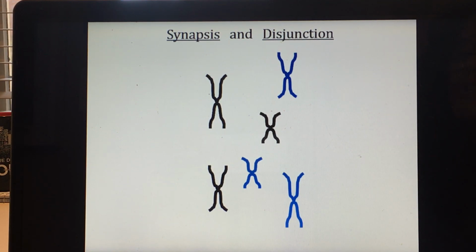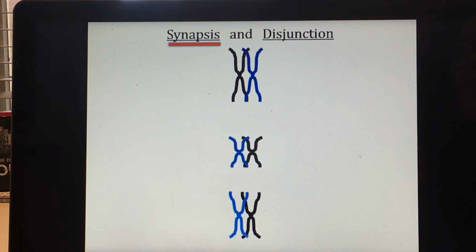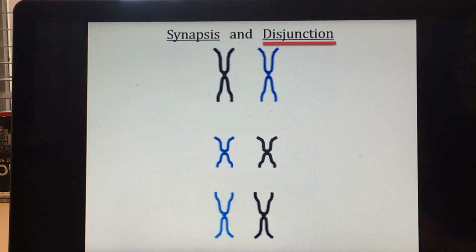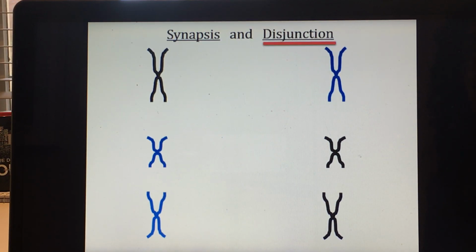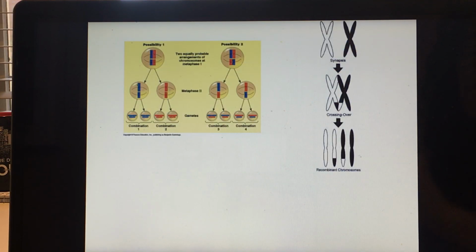So this animation shows you synapsis and disjunction. Synapsis is when the homologous pairs find their mates. Disjunction is when those homologous pairs separate. Disjunction happens in meiosis 1.